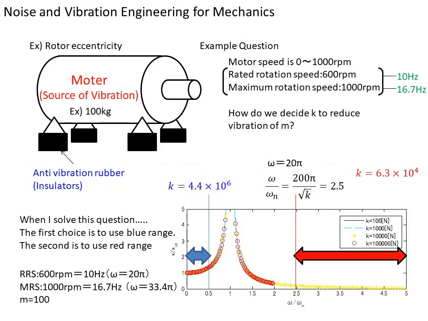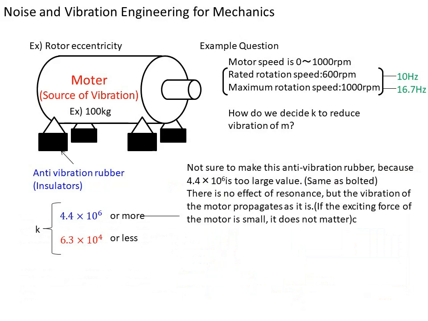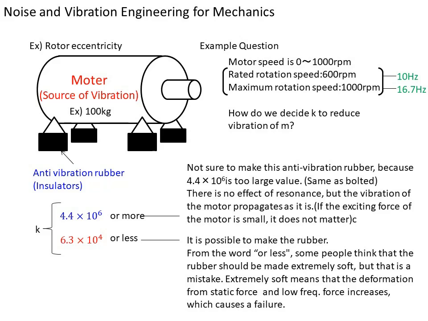On the other hand, if I want to use the red range, the frequency ratio is over 2.5. So, spring K is this value. When I use the blue range frequency, the concept is not to reduce the vibration of the motor. It aims to use motor speed under the resonance frequency because the vibration of the motor is not so large. In contrast, when I use the red range frequency, the concept is to reduce the vibration of the motor.